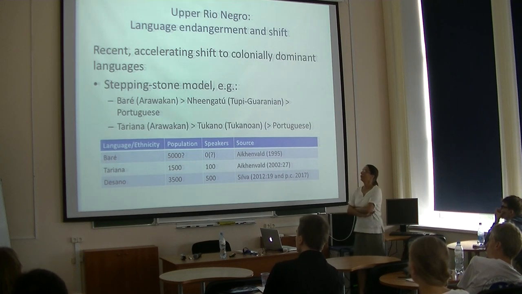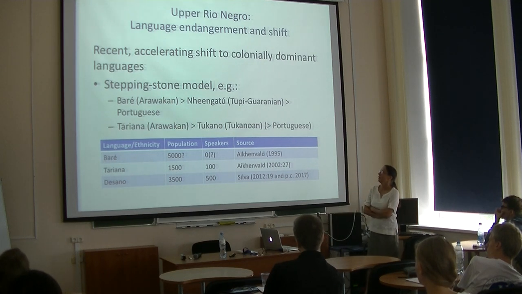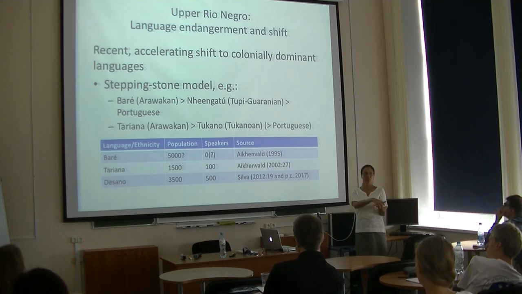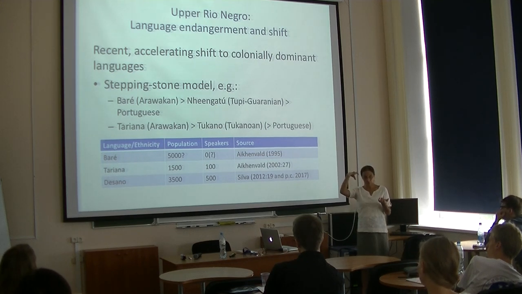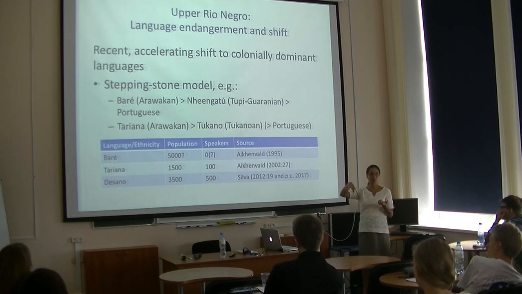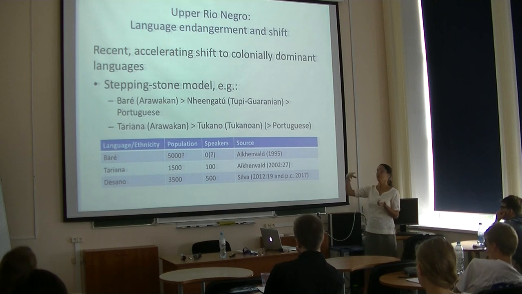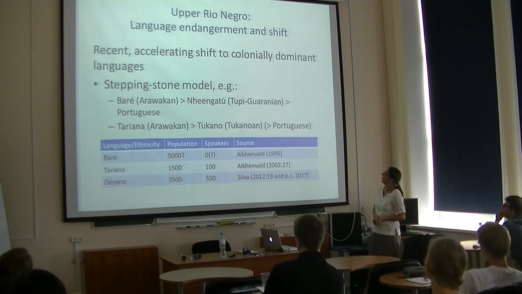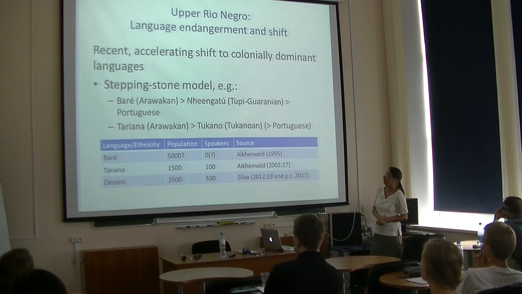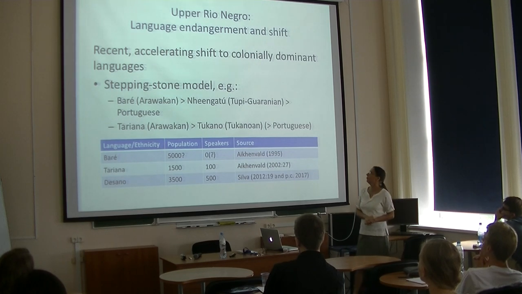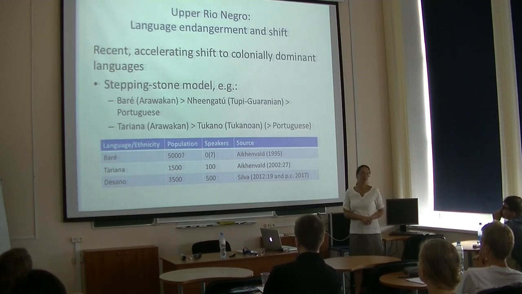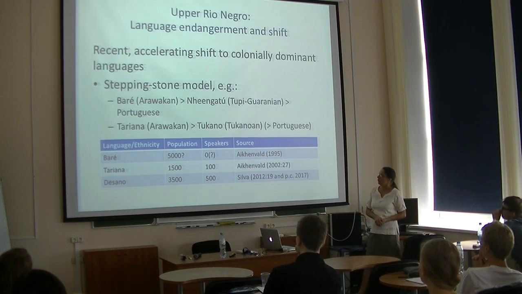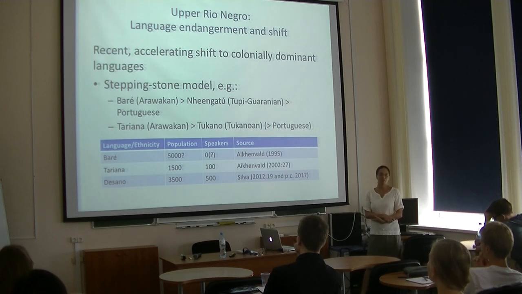So interestingly, there's something of a stepping stone model, so that in many cases you have shift of local indigenous languages to one other indigenous language that's become dominant through the colonial structure, and from there to Spanish or Portuguese. So for example, in the case of the Baré, these are Arawakan speakers, the language appears to not be completely extinct. They switched to Nheengatu in the colonial context, and now most of those speakers have switched to Portuguese. So Nheengatu is itself an endangered language in the region. Tariana speakers have mostly shifted to Tucano, and from there many of them have shifted to Portuguese.